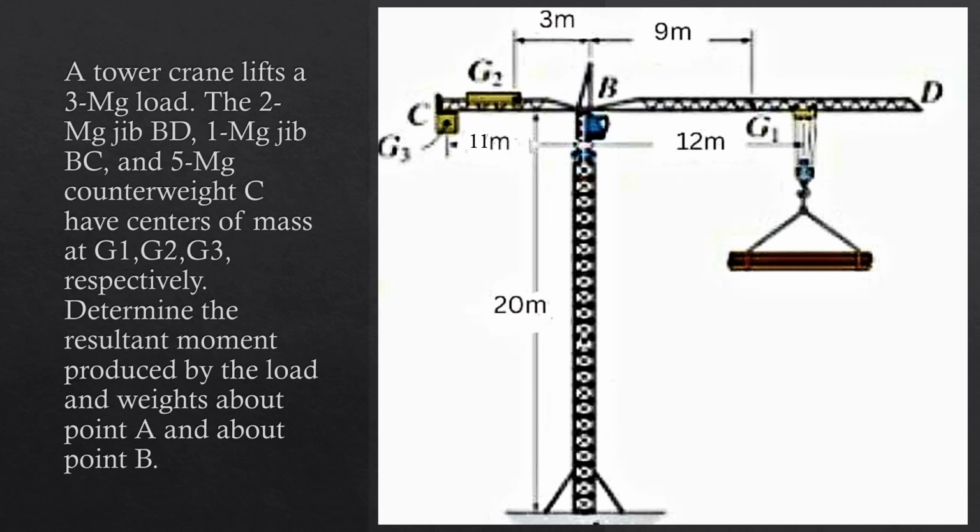All the points given here are kind of equal, that is 2 mg BD, 1 mg BC, but here 5 mg counterweight C. The counterweight C is different. We have to read the question twice or thrice to understand more about it. Determine the resultant moment produced by the load and weight about point A and about point B. Point B is over here, point A is over here.